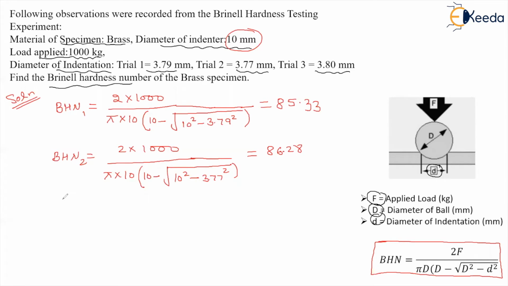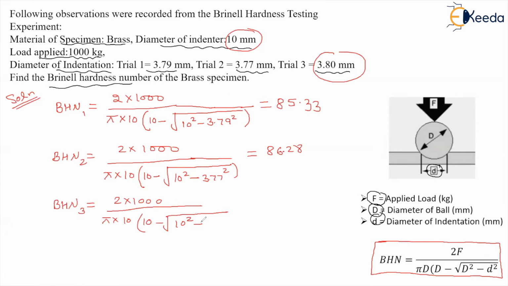Then we can do the third run and find out Brinell hardness number 3. Again the force is the same, there is no change in the force. Again the diameter of the ball is the same, but the diameter of the indentation has now changed, and it is found to be 3.80. You can see here, this is 3.80 now, right? Use a calculator and find out the value, and it will come out to be 84.87.